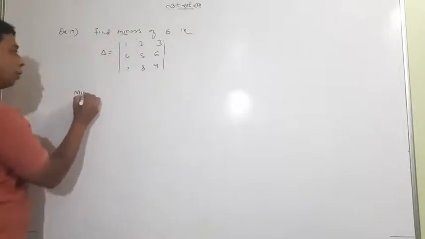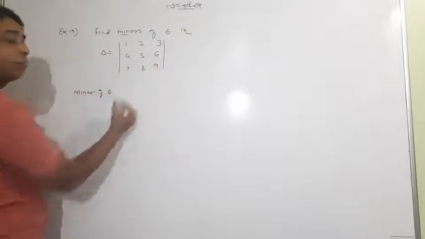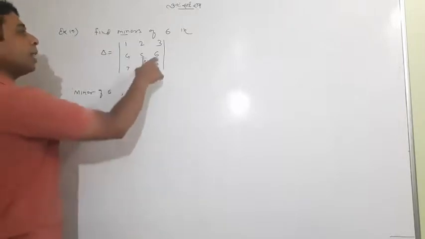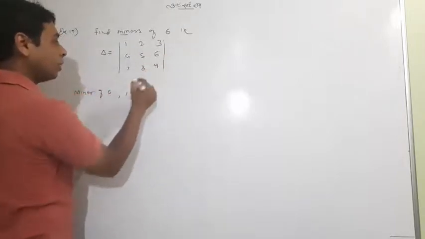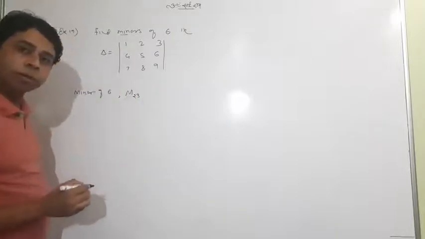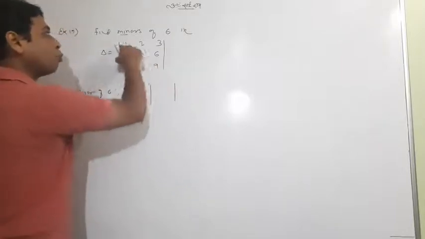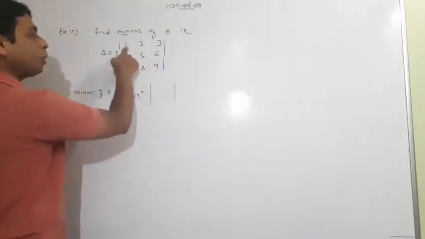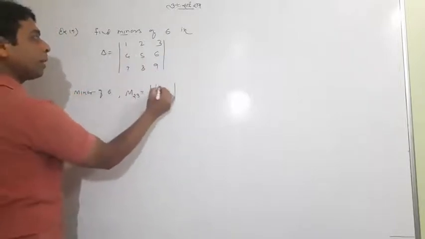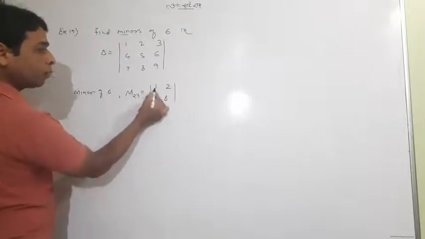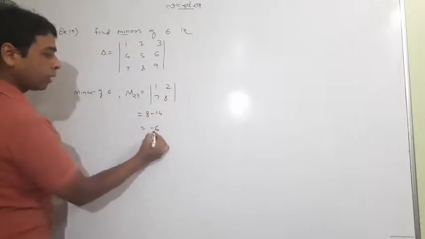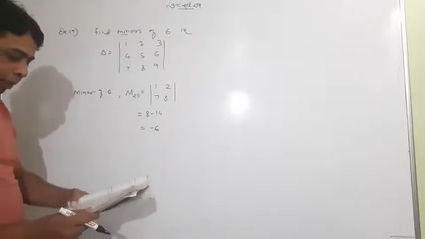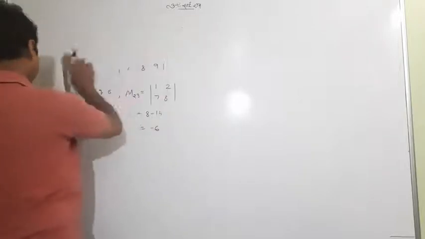So I would write minor of 6 is M_ij. 6 lies in the second row and third column. And what is its answer? You just have to drop the second row and third column. What remains? 1 2 7 8, and open it. 8 ones are 8 and 7 twos are 14. Answer is minus 6. That's the answer. So I think it's very easy for you. Okay, let me rub it and I'll move on to the next question.